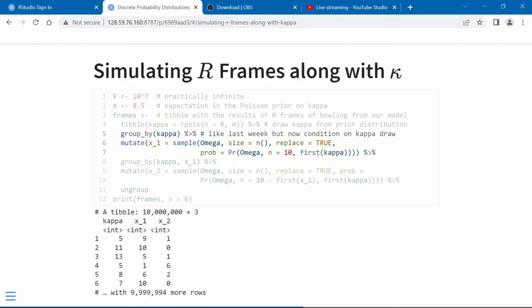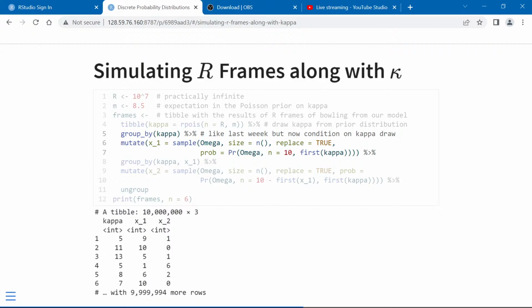Certainly a Poisson distribution is defined over all non-negative integers, but even if I do 10 million realizations, only a relatively small number of integers are going to be realized, and consequently I can do this more efficiently if I group the rows of my tibble, which currently just has kappa in it, by all the unique values of kappa that are realized, which is really not that much when 8.5 is used as the expectation.